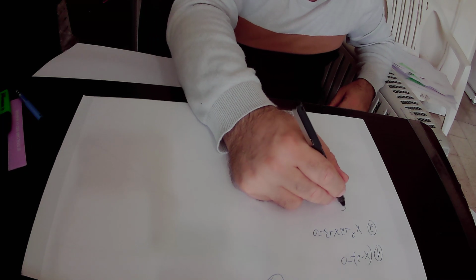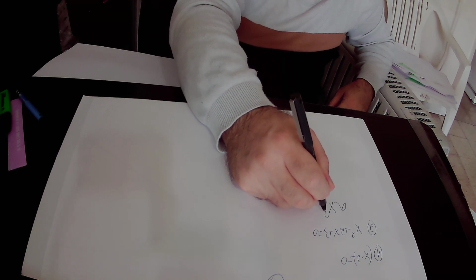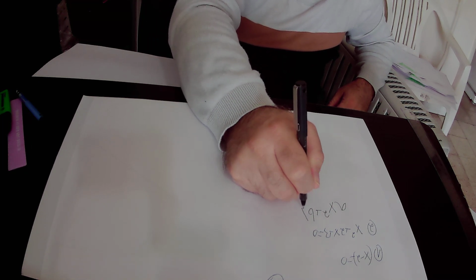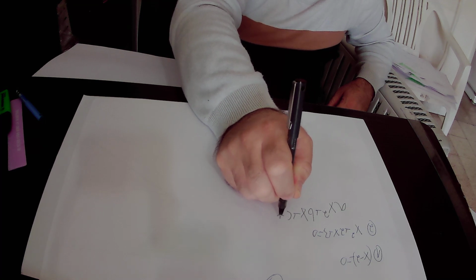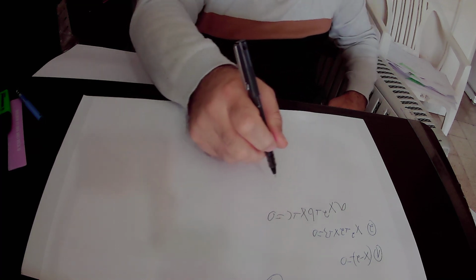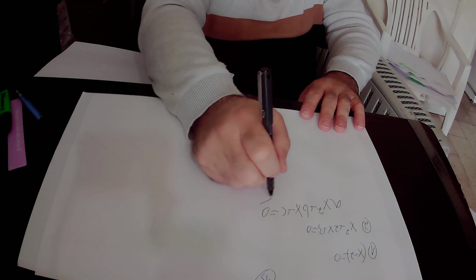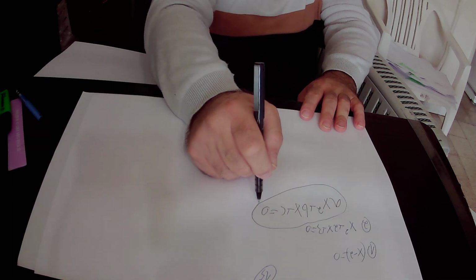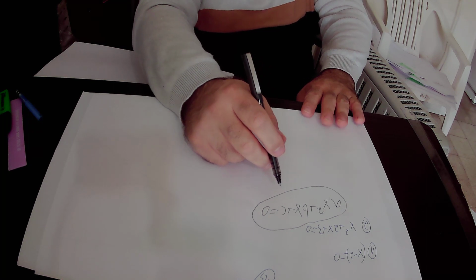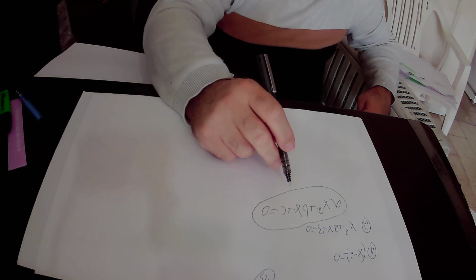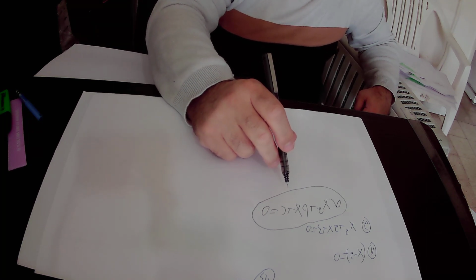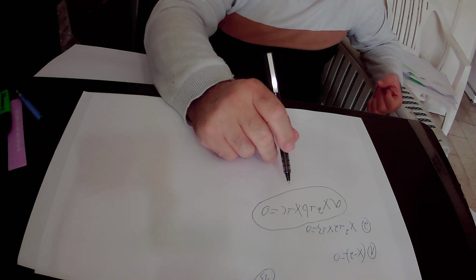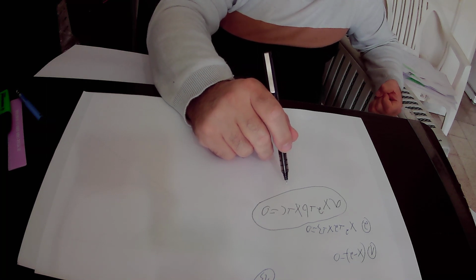ax squared plus bx plus c equals 0. That is the general formula for a quadratic equation, where a, b, and c are the coefficients of this quadratic equation, and x is the variable that we are looking for, and we will find the value of x by using a special formula for x.